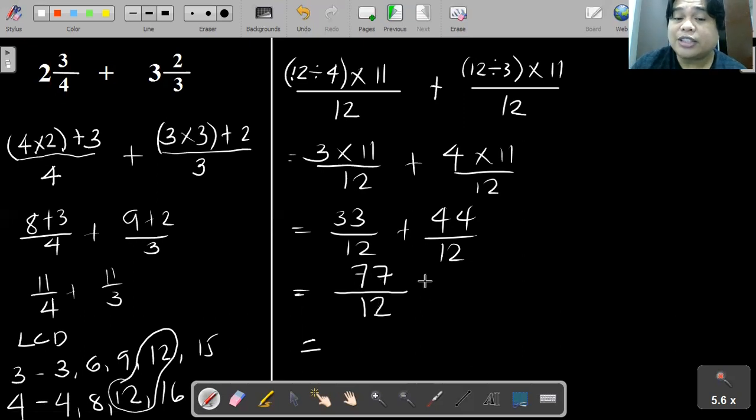So therefore, change it back to its mixed number form. To change it to mixed number form, all you need to do is just divide. The nearest number you get will be 6. Okay? And then try to multiply. 12 times 6, you get 72. So from 72, you just count off until you get to 77. And we know that it's 5. Okay? So that's our final answer.